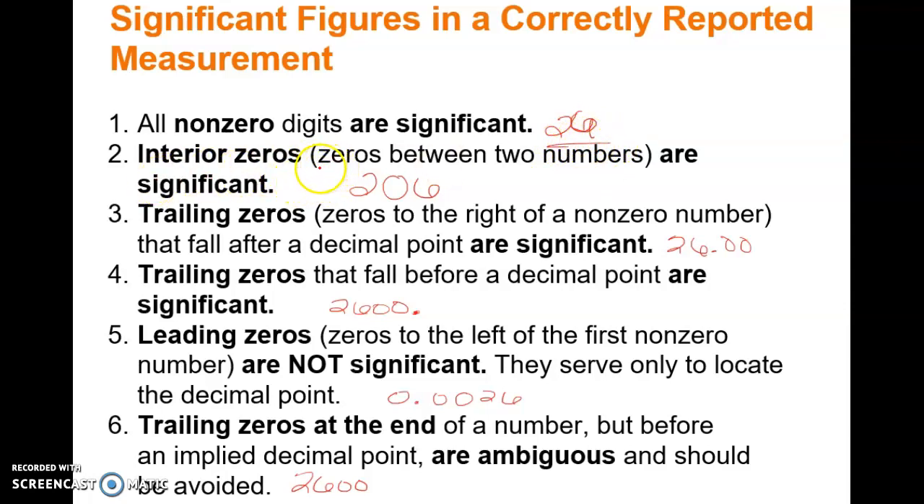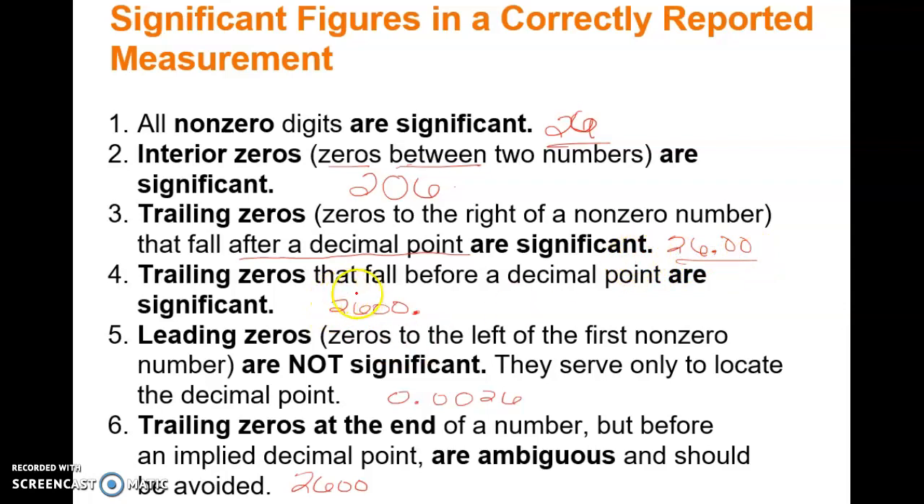Interior zeros, so that's zeros that are between two numbers, are significant. So this 0 is significant, and this here would have 3 significant figures. Trailing zeros, zeros to the right of a non-zero number that fall after a decimal point, are significant. So here 26.00, because there's a decimal point, these are all significant. So this would have 4 sig figs.